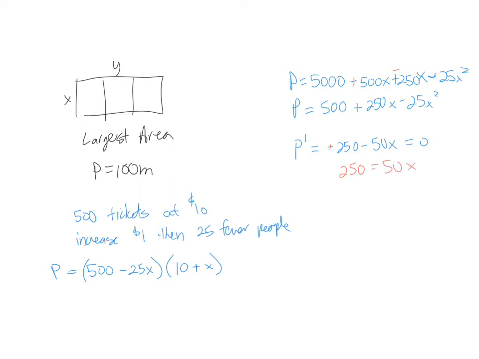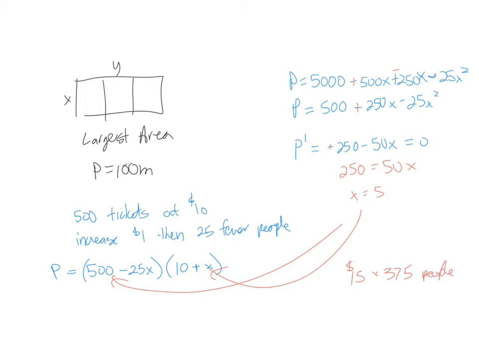If we divide by 50, we get x equals 5. If we take that x equals 5 and put it back into our original equation, we would have 10 plus x, so $15 is the best price. If we did charge $15, 25 times 5 is 125 fewer, so we'd have 375 people at the optimal profit. If the question was asking how much money you actually made, you could go 15 times 375, and that would give you the total profit. It should be a little bit over 5,000. Okay, that's good enough for a quick review.